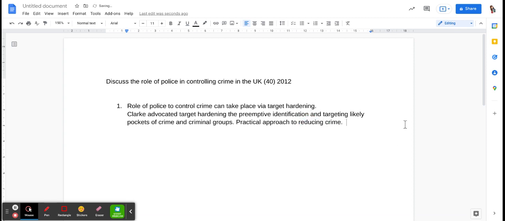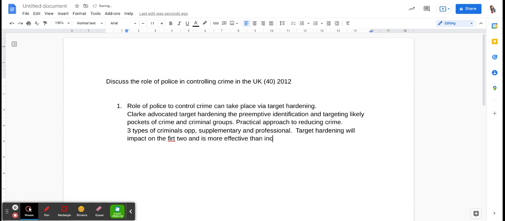He also argued that there are 3 types of criminals: opportunistic, supplementary, and professional. Target hardening will impact on the first 2 and is more effective than increasing punishments.